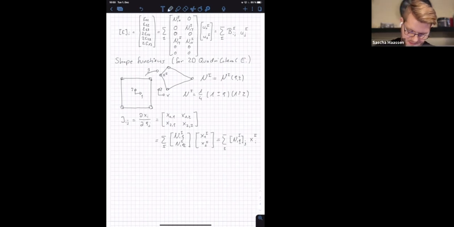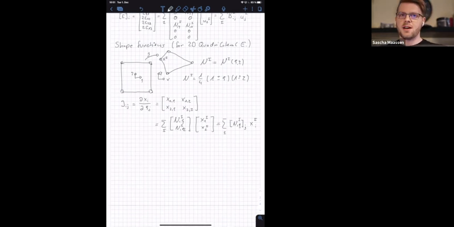Further, we need the inverse. Okay, let me not fall into the trap of giving you the inverse in the wrong notation. But of course, you know how to compute the inverse of a 2x2 matrix. And this can be used to obtain the shape functions derived with respect to x and y.